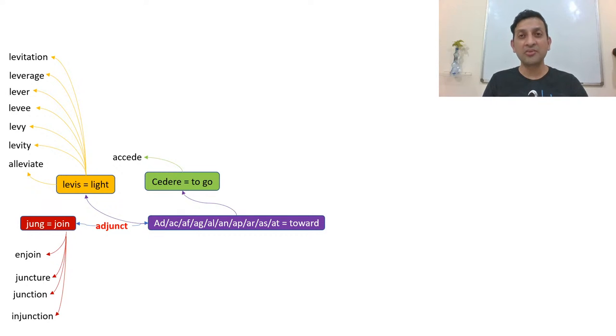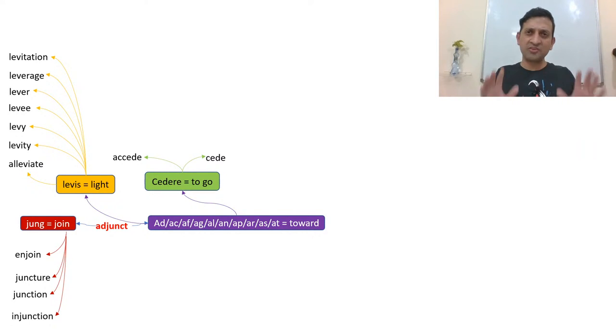Accede actually means that you accede to somebody's request, which means you accept somebody's request, you give in to their request. That is called to accede to somebody's demands or to accede to somebody's request. You go towards them, you give in to their demands or their request. That's called accede.